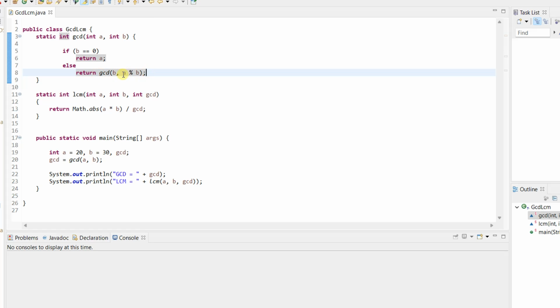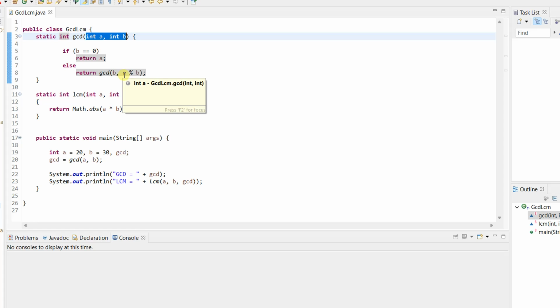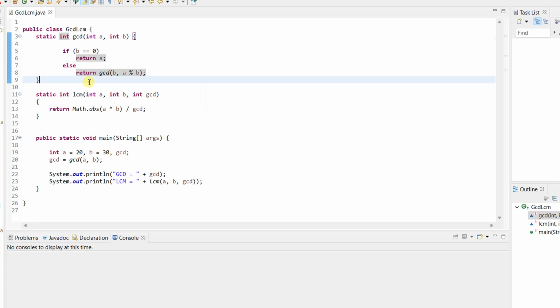That is, a mod b we are finding. We'll get the remainder here, and then we are passing the b value also. So this is where the swapping happens. The previous value's denominator would be the new value's numerator, and the remainder would be the denominator. So here in just one line we have finished the code. This would be an easier method.